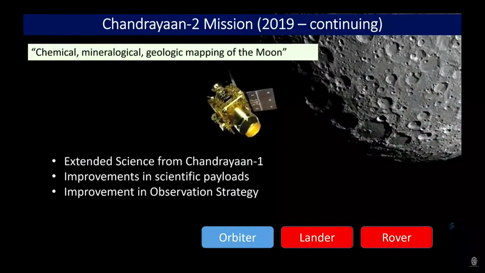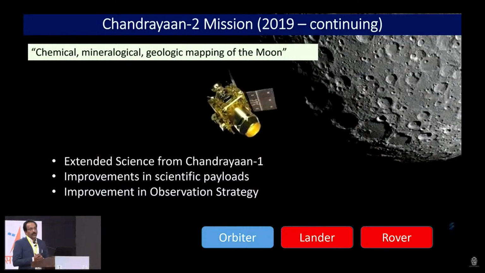And the Chandrayaan 2 mission, and all of this is going to continue in various ways, with the goal of chemical, mineralogical and geological mapping of the moon being its primary goal. And this extended the science from Chandrayaan 1 with its payload and instrument capability being enhanced, and of course with a better observation capability. And today we know that the orbiter has been functioning very, very well. It is still continuing to function. Of course, the lander and rover could not accomplish their intended goals due to the landing anomaly.